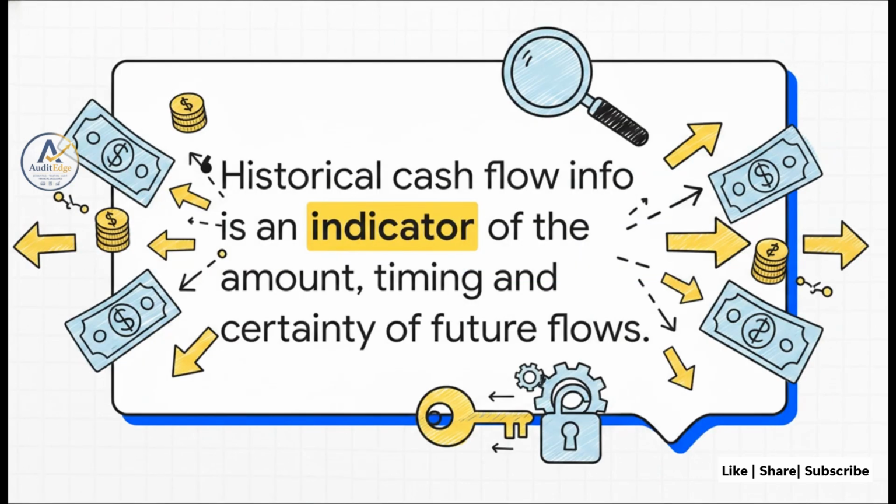I want to leave you with this incredibly powerful quote straight from the standard. Historical cash flow information is often used as an indicator of the amount, timing, and certainty of future cash flows. It's also super useful in checking the accuracy of past assessments. Ultimately, understanding exactly how cash moved in the past is the single best key to unlocking and predicting a company's financial future.